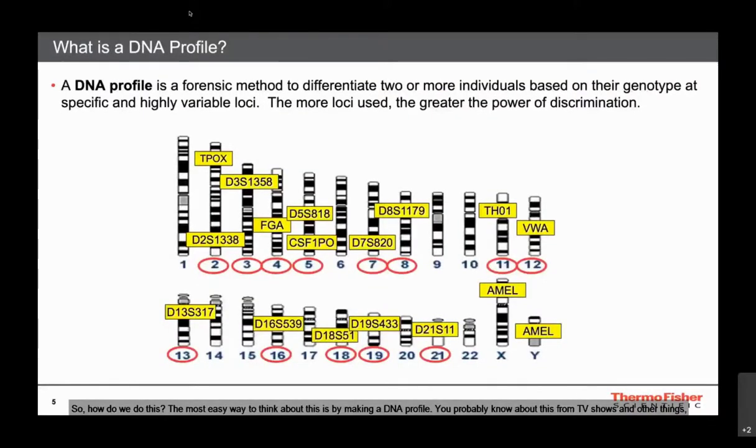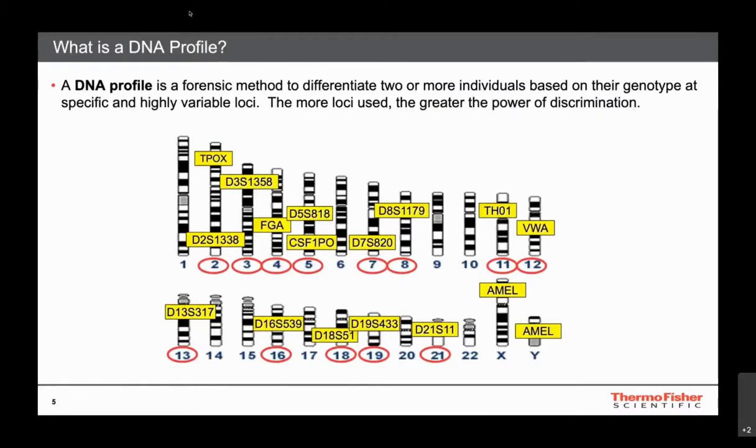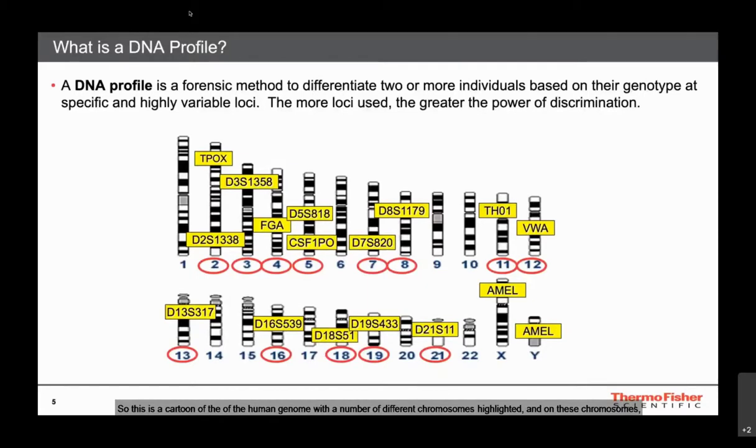So how do we do this? The easiest way to think about this is by making a DNA profile. You probably know about this from TV shows and other things, where forensics is making a molecular fingerprint of an individual. The molecular fingerprint is used to differentiate individuals based on their pattern of alleles at highly variant loci. So this is a cartoon of the human genome with a number of different chromosomes highlighted.